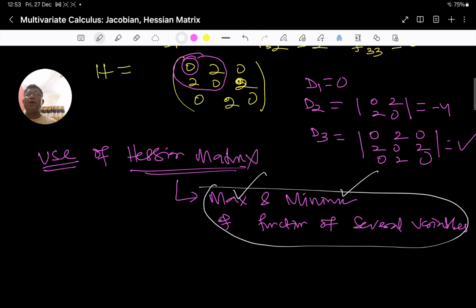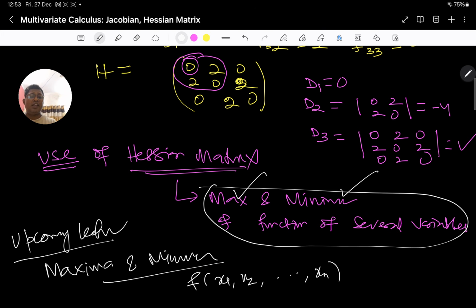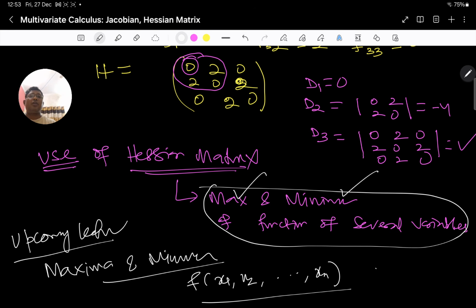So in our upcoming lecture we will discuss the maxima and minima for functions of several variables: 2 variables, 3 variables, and in general n variables, which can be achieved by using the Hessian matrix.